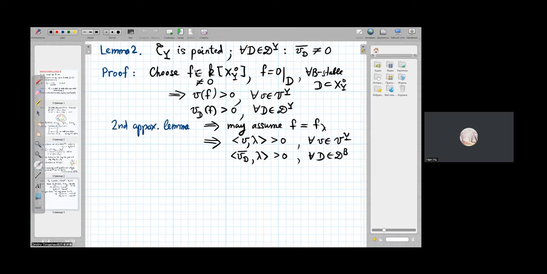So the picture looks like this. Again, let me draw a picture for you. So we have this cone. This is my cone CY. Here are the generators of this cone. I just reproduced the picture from the previous page. So here are the generators. Maybe let me draw it better.